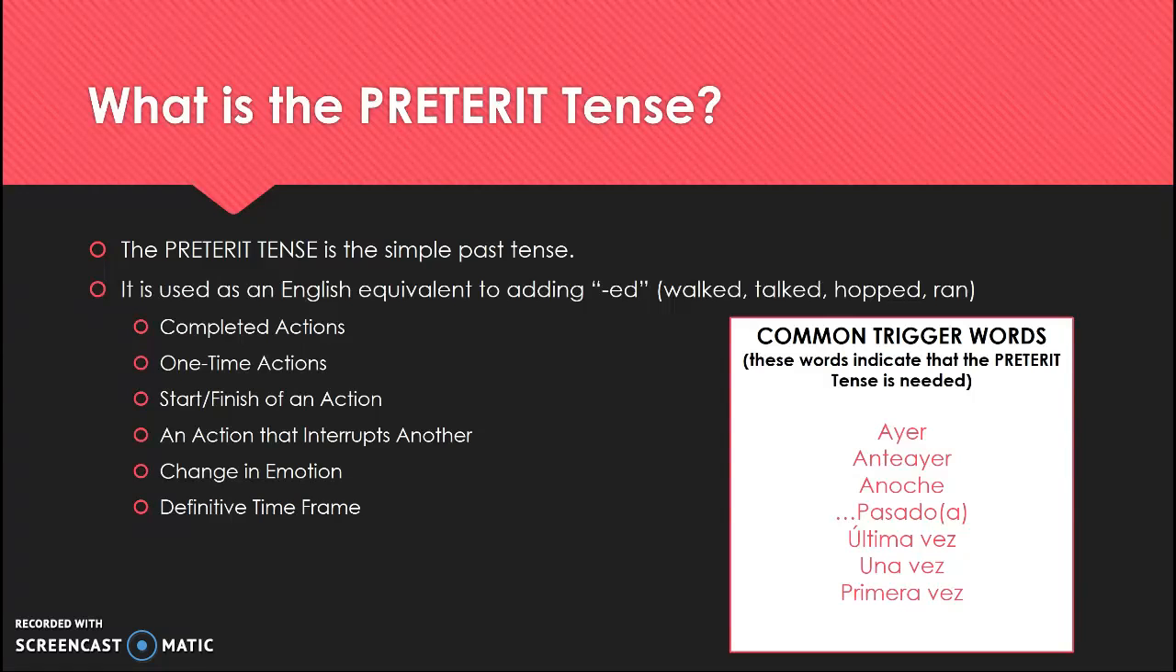Now, there are some words that help indicate that the preterite tense is needed. Those are the common trigger words: ayer, anteayer, anoche, pasado, última vez, una vez, primera vez. These are not, by any stretch of the imagination, the only trigger words, but they are the most common, and they do indicate that an action is completed or a one-time type of action.